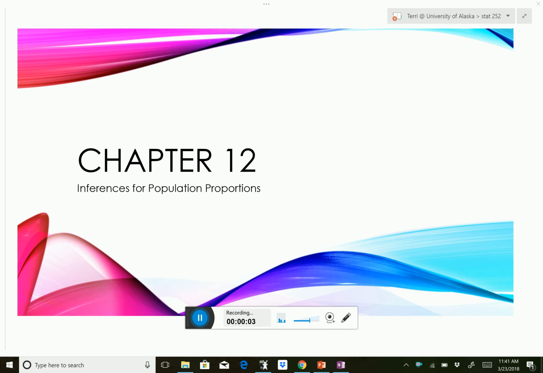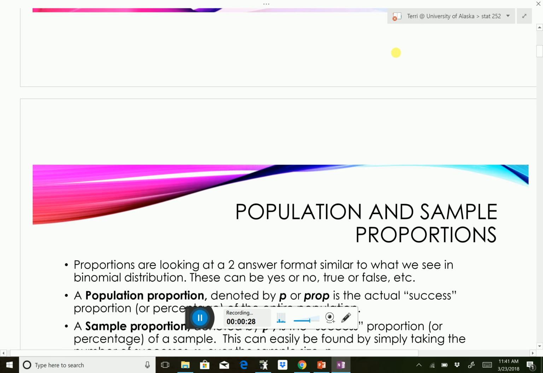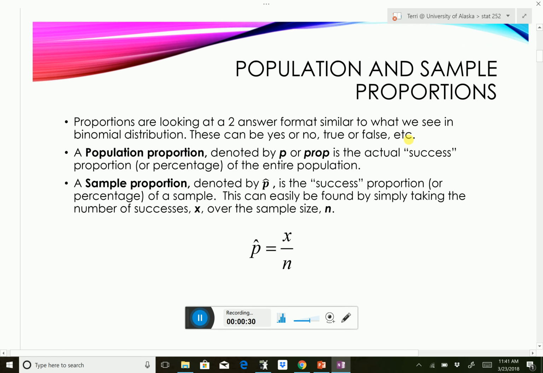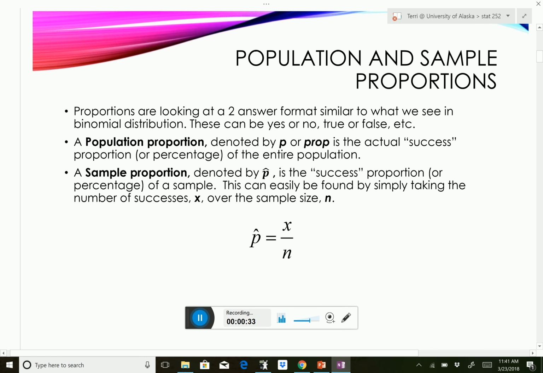Okay, only a few more chapters left, so we're at chapter 12, and we're talking today about inferences for population proportions. In here, we have to talk a little bit about the binomial distribution because a proportion is basically a yes or no question, similar to what we did back when we were talking about binomially distributed random variables.